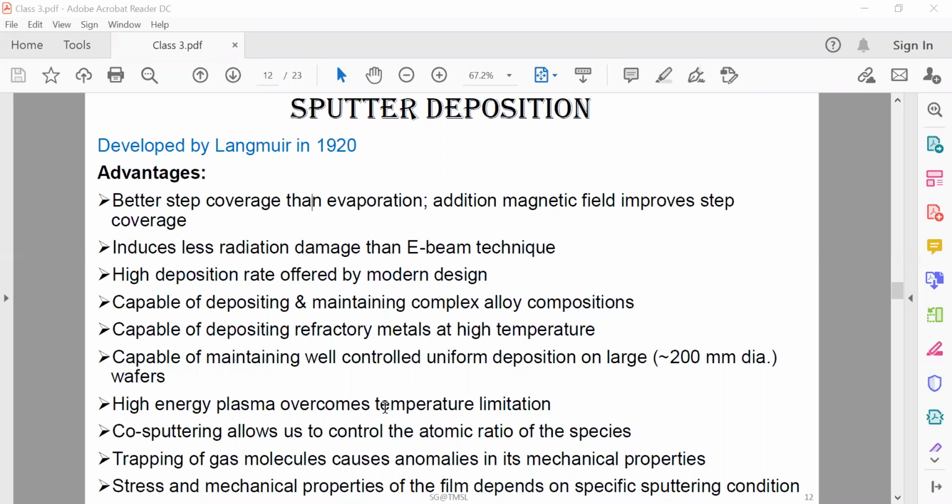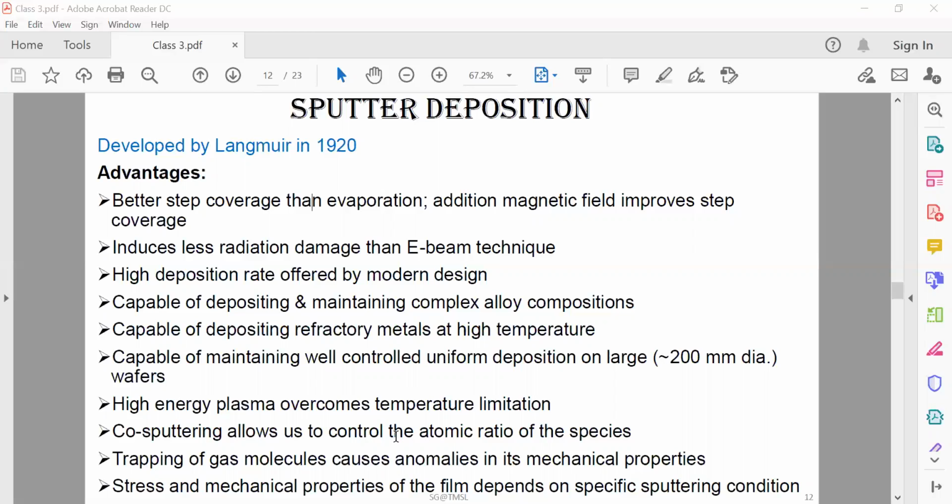Now, because a refractory metal's evaporation temperature is very high, the melting point is very high. For example, tungsten, molybdenum. If you want to evaporate those materials, you have to raise the temperature to nearly, say, 1800 or 1600 degrees centigrade. It is very difficult, but if you use the sputter technique, it is a different technique. Without raising the temperature to a high value, you can deposit those refractory metals very easily. Okay, now course sputtering allows us to control the atomic ratio of the species, which I already mentioned in my lecture.